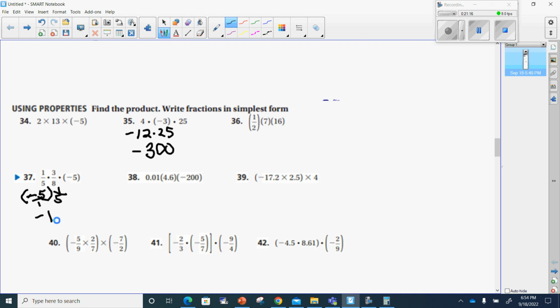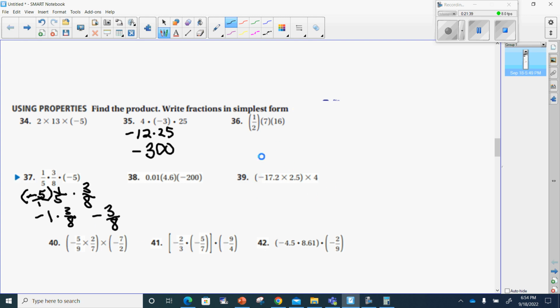Now I have negative 1 times, don't forget, we had 3 over 8 left over. So we have times 3 over 8 down here. Anything times 1 is itself, so my answer will be 3 over 8. And a positive times a negative is a negative, so this is a negative 3 over 8.